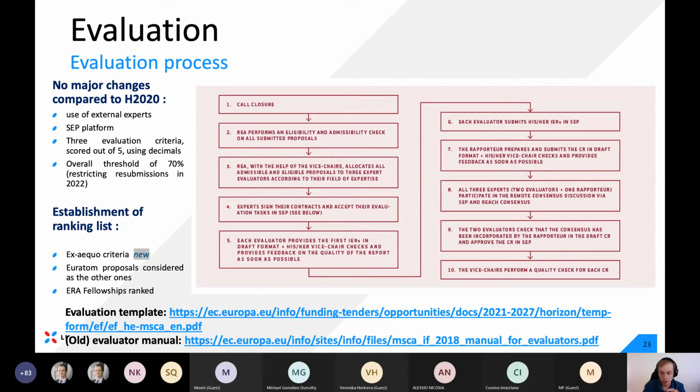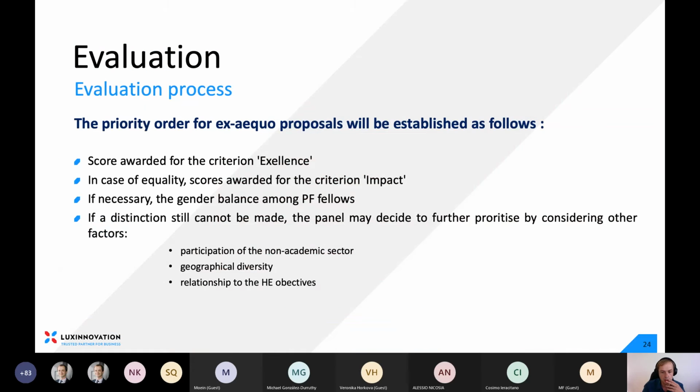There's also a link to the old manual for evaluators. So that's also useful information, even though some information has changed. But that's the document that the evaluators received in the past to explain everything to them, basically. So it can be useful even if it has to be adapted to the new scheme.